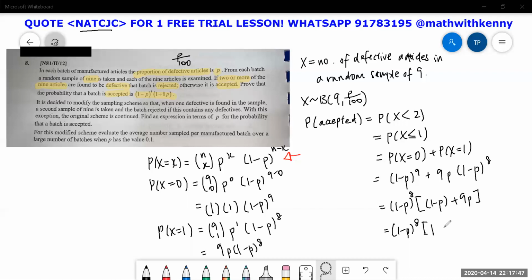Okay, so we have 1 plus 8p here, and therefore shown.